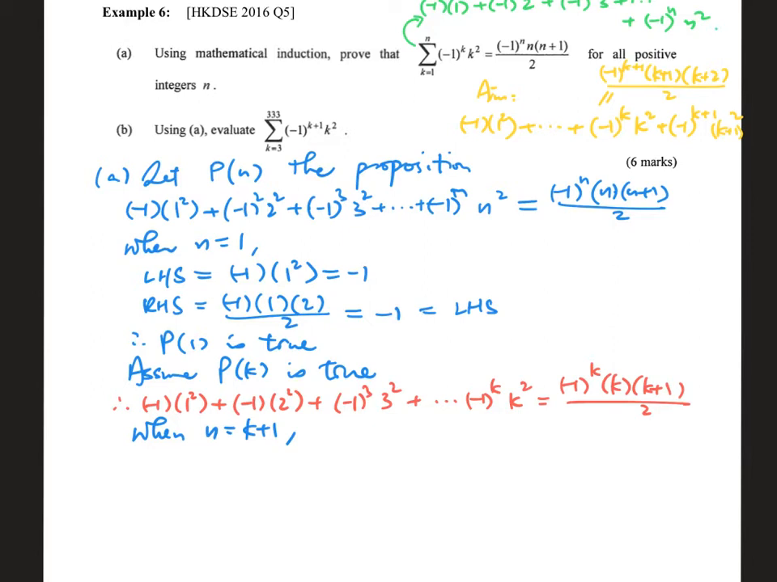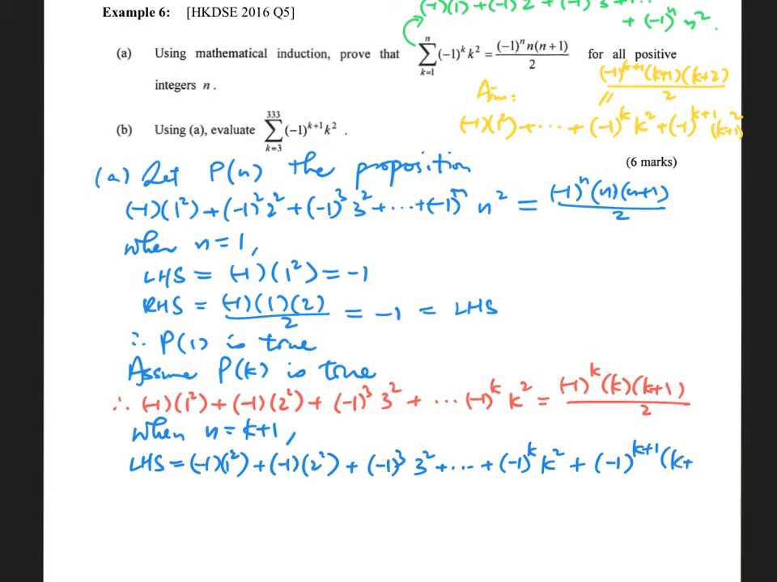Okay, let's start our calculation. When n is k plus 1, your left-hand side becomes minus 1, 1 square, minus 1, 2 square, minus 1 cube, 3 square, up to the original last term, minus 1 to the power k square. Next, we have one more term called minus 1 to the power k plus 1 square.